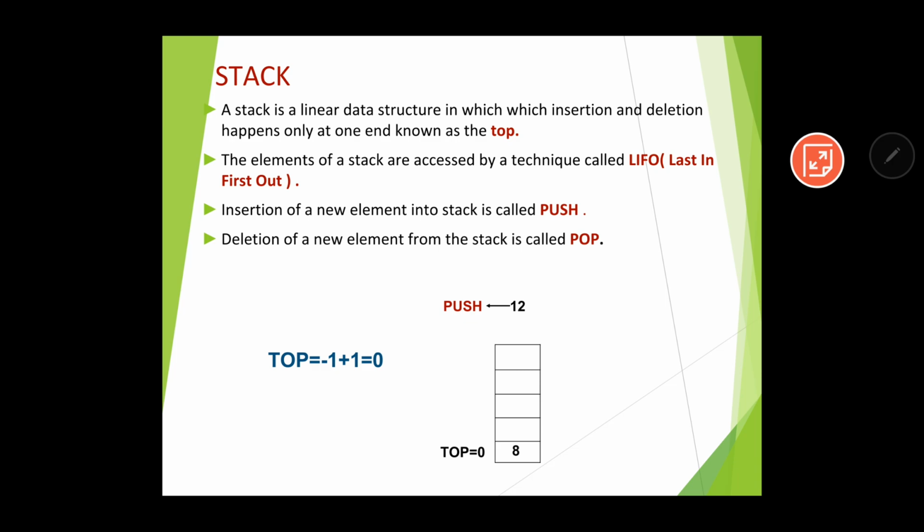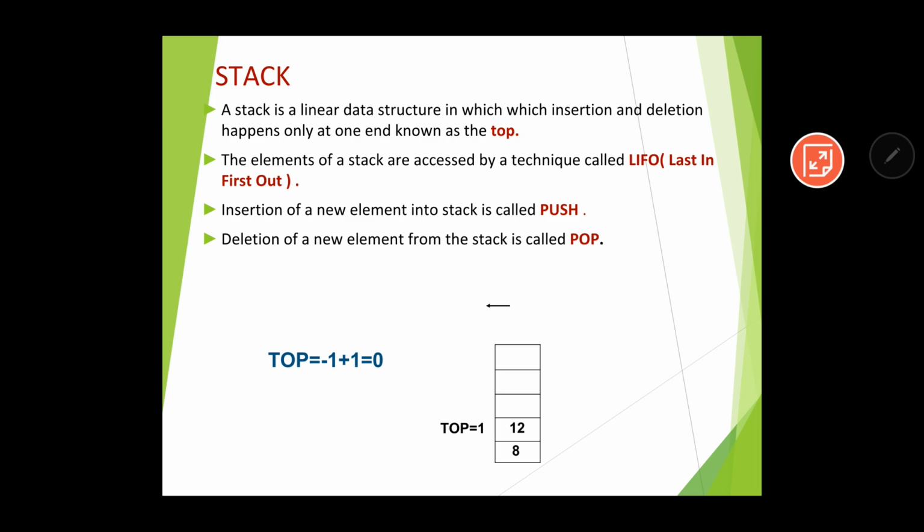After that, let's say we want to insert the second element, which is 12. As you already know, insertion and deletion happens only at one end, known as the top. So now 12 will be pushed into the stack. The value of top will again be incremented using the earlier formula, top = top + 1. Now top is 0, 0 plus 1 is 1. So the current value of top is now 1.